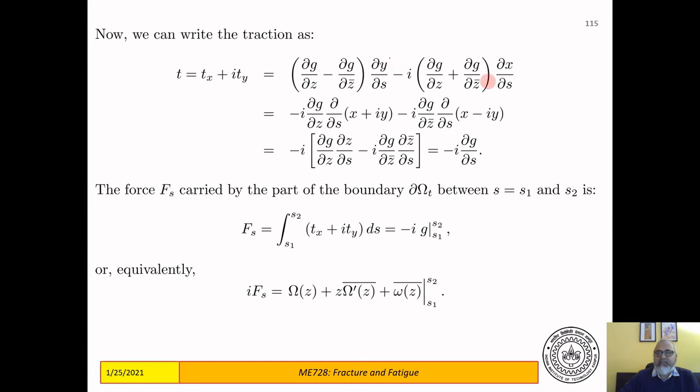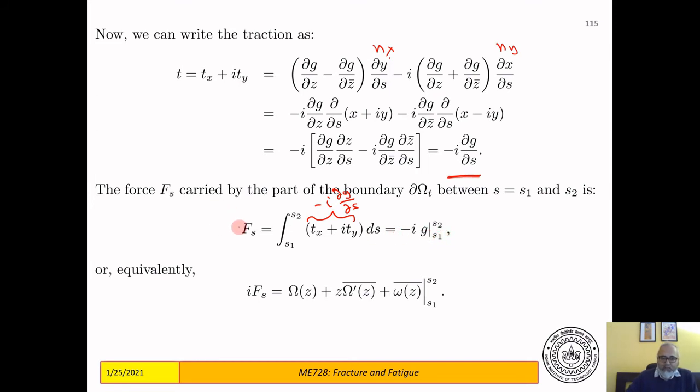nx is del y del s. This is nx. This is your ny. A little bit of manipulation will show you that t is equal to minus i del g del s. So the manipulation is pretty simple here, and you get t equal to minus i del g del s. The force is traction times ds. Again, the thickness out of plane is equal to unity. So if you write this as minus i del g del s into del s, it will give you minus i g at s2 minus g at s1.